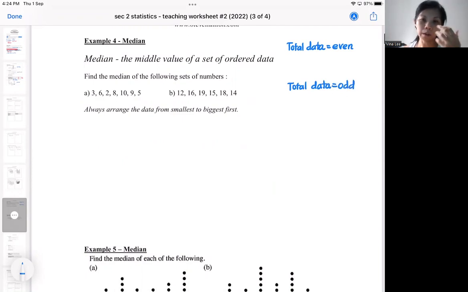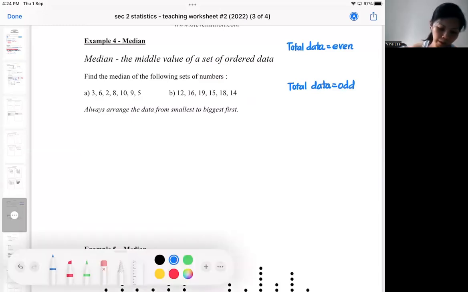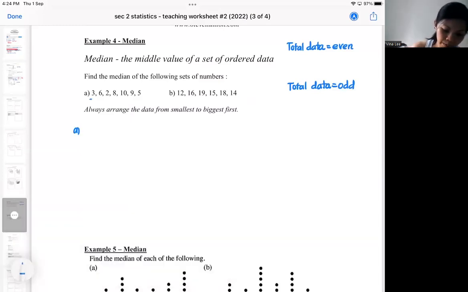Okay, so I will show you the idea. In order to go to the middle one, you must always remember to arrange from the smallest to the biggest. So you have to reshuffle all the students, make sure they stand in a straight line, starting from the smallest to the biggest. So for example, in part A, 1, 2, 3, 4, 5, 6, 7. So I got 7 data, so that falls under odd. If it's an odd data set, I'm expecting there will be someone standing in the middle.